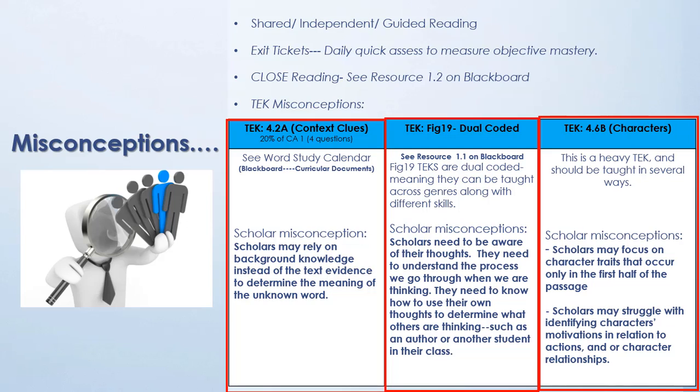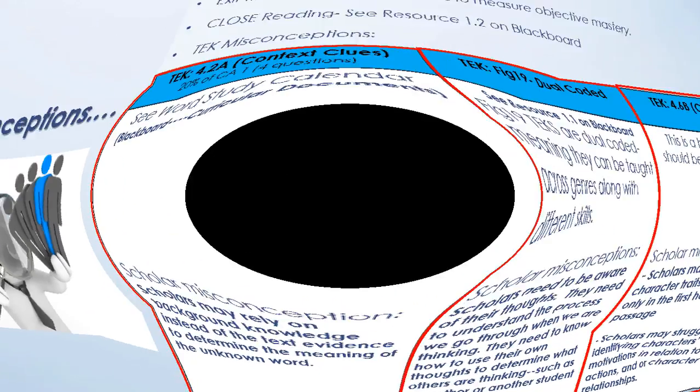The next misconception is that scholars may struggle with identifying character motivations in relation to their actions and/or character relationships. The biggest thing is that we need to teach scholars that character motivations are defined as the reason behind a character's specific action or behavior.